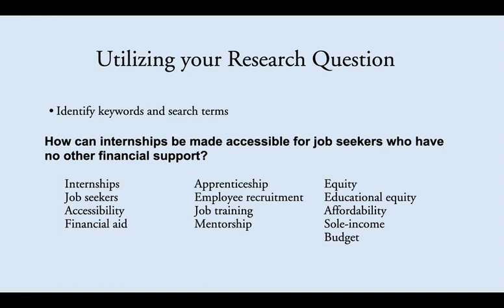As you embark on the research process, you can use your research question to identify relevant keywords to aid in your search. Here you can see one of our earlier sample research questions. How can internships be made accessible for job seekers who have no other financial support? The first column pulls keywords straight from the research question: internships, job seekers, accessibility, and financial aid. The second and third columns expand on those keywords by brainstorming similar words and terms.